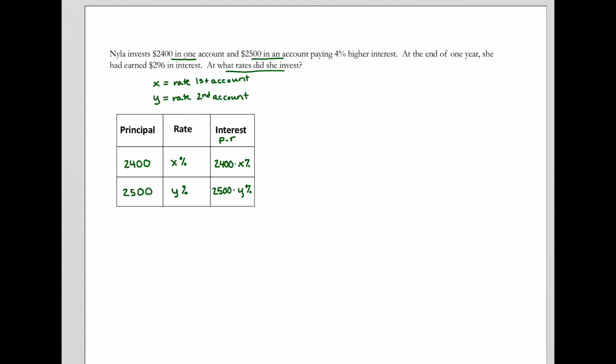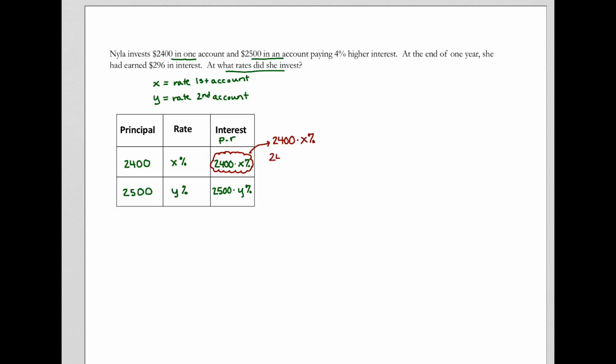Now I want to make this a little cleaner here in the interest part. What exactly is this expression here? $2,400 times X%. Let's investigate. What is a percent? This is weird. If we write 6%, we write 0.06. If we write 7%, we write 0.07. But X%, well, we could write 0.0x, but that's kind of weird. Instead, I want to look at percents as the fractional representation.